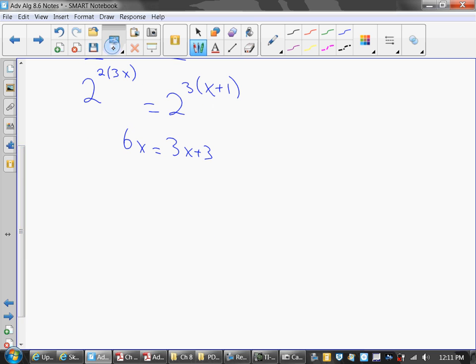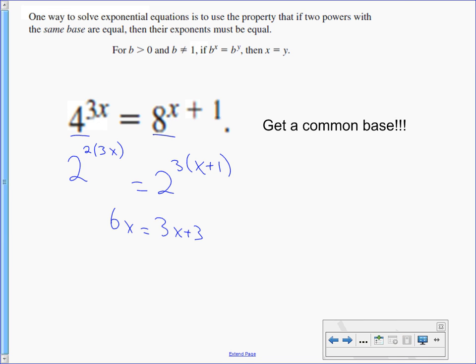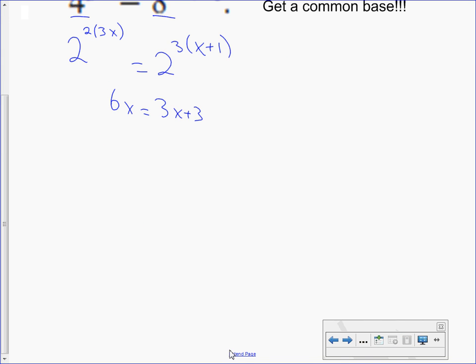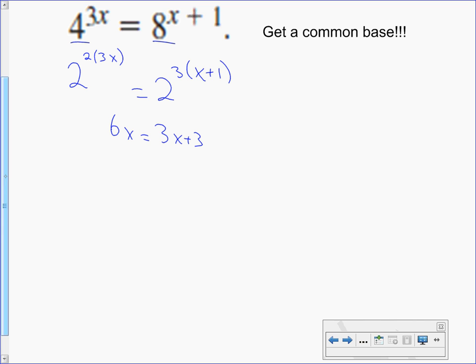What you wind up getting then is, by creating this common base, your exponents are equal to each other. And now you wind up with a very simple one or two-step equation. Everybody see that? It's pretty cool. And what's x?